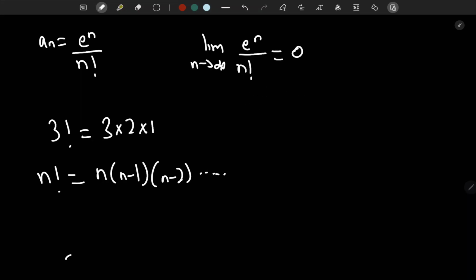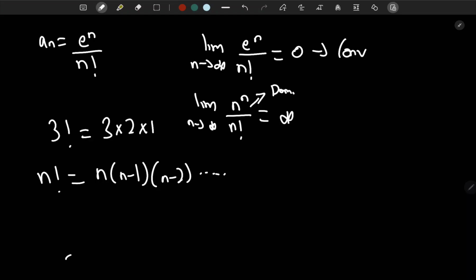and this means that this is a converging answer. And let's say we have the limit as n approaches infinity of n to the power of n over n factorial. Now this is equal to infinity, as n to the power of n is more dominant, or increases at a faster rate than n factorial. And you can try numbers over here. So it is dominant, and this is a diverging answer.